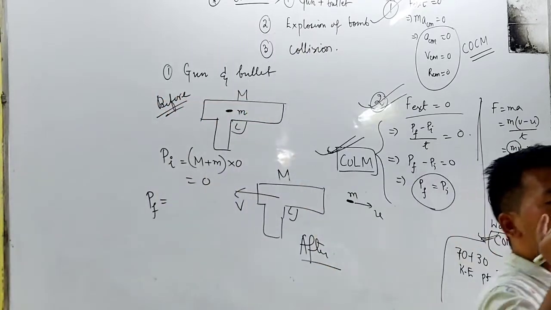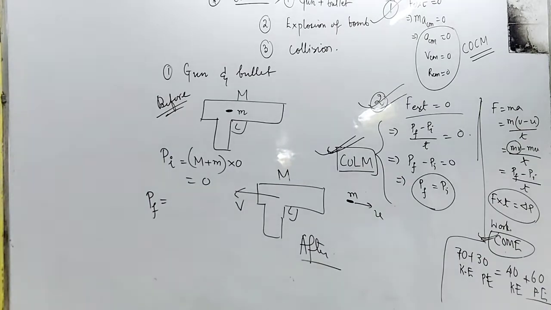Any object will possess momentum if the body undergoes motion. Motion produces momentum. Momentum is equal to mass into velocity. If the body is at rest, momentum is equal to 0. Now after firing, the bullet will be moving in the forward direction and the gun is moving in the backward direction. So we will be having two different types of momentum: gun in the backward direction, bullet in the forward direction.